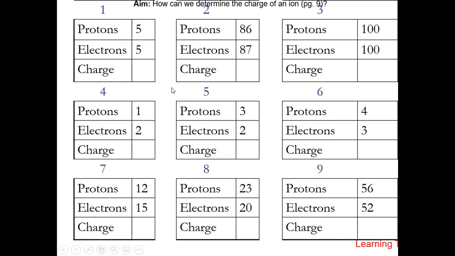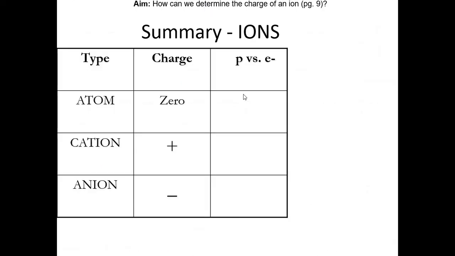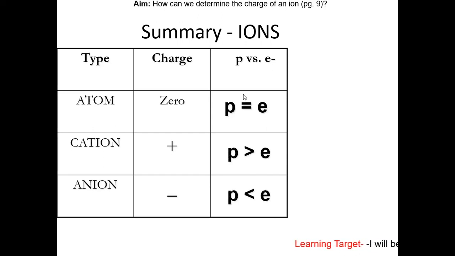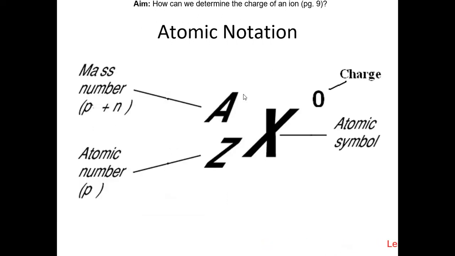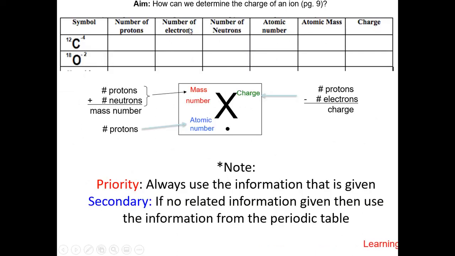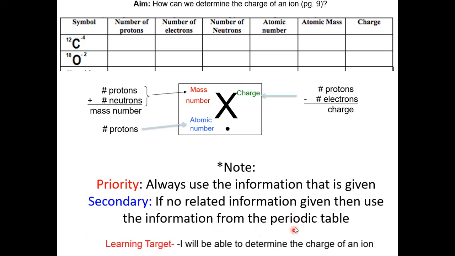So now I want you to take a moment to figure out the charge given the protons and electrons. Pause the video and try this yourself. Okay, so here's the answer. So here's a summary slide. So P is protons, E is electrons. Okay, so now let's answer these questions. So remember, as a priority, always use the information that is given first. As a secondary, if no related information is given in the question, then use the information from the periodic table.